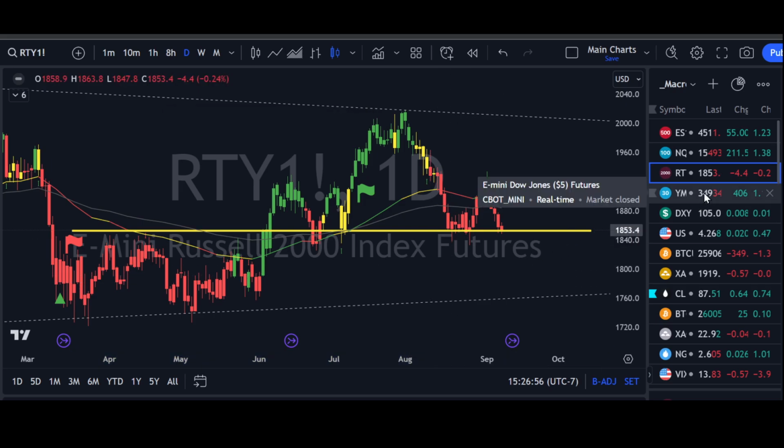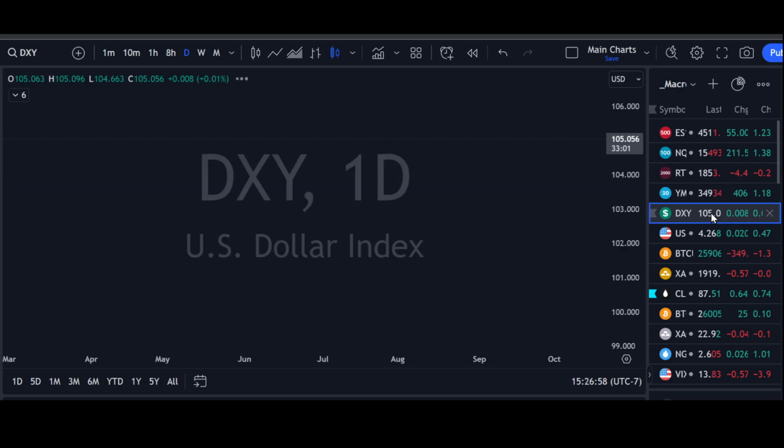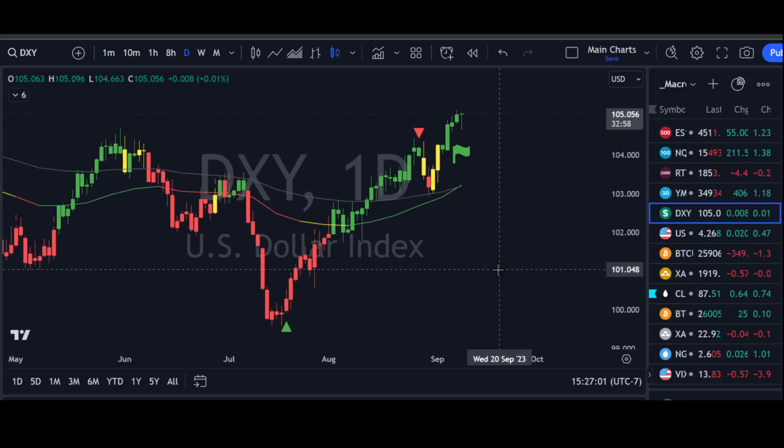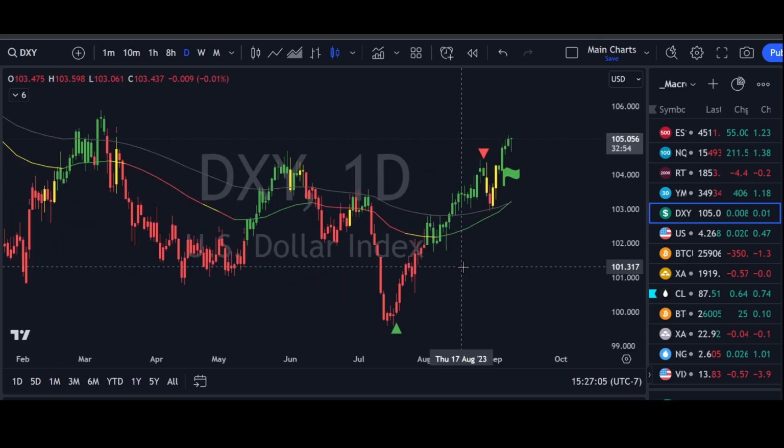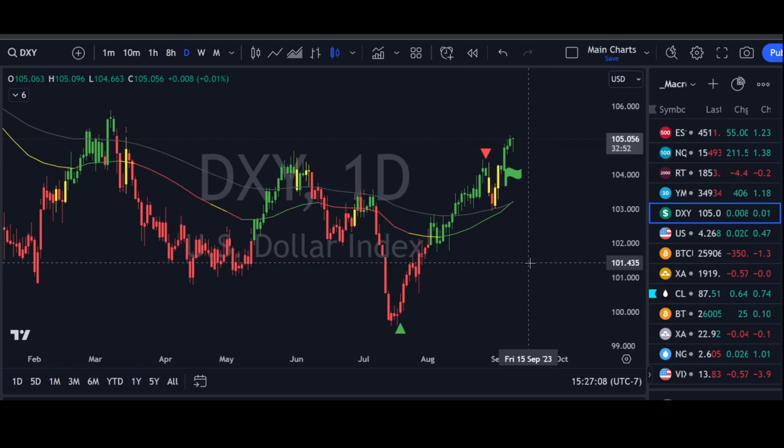On the Russell, we will skip the Dow for now. The dollar, as of this week, is confirming a tide cross, closing the week up.